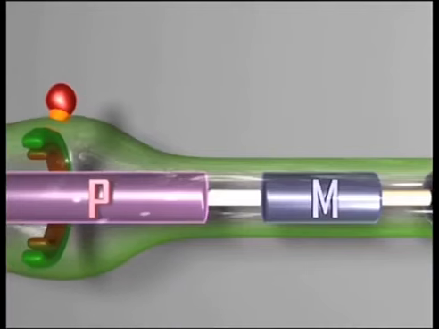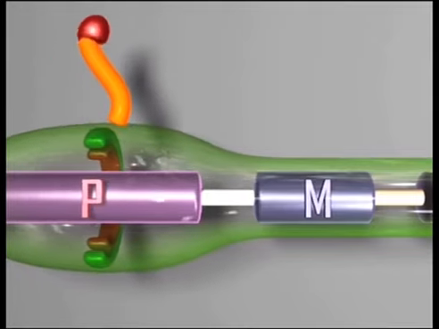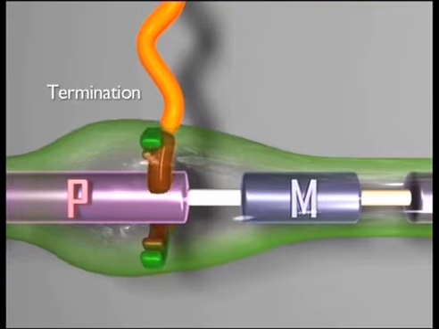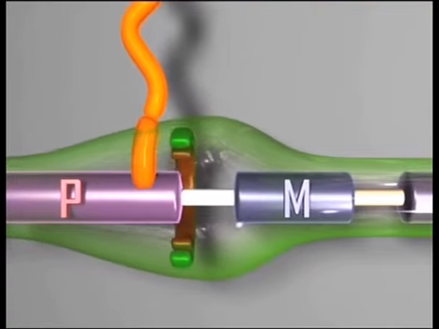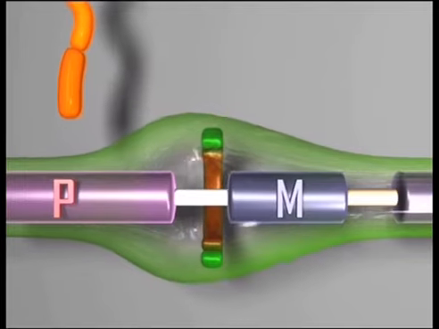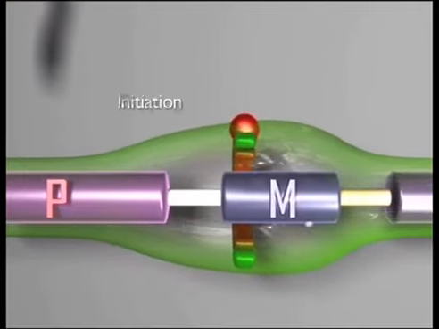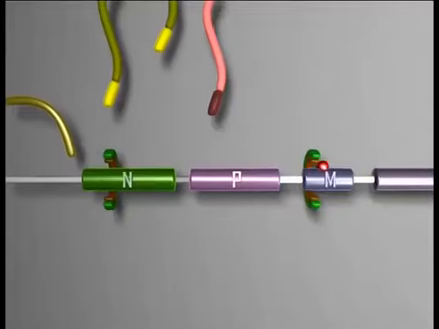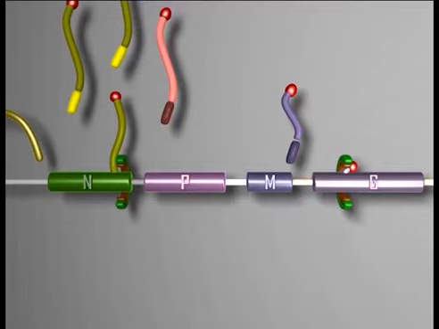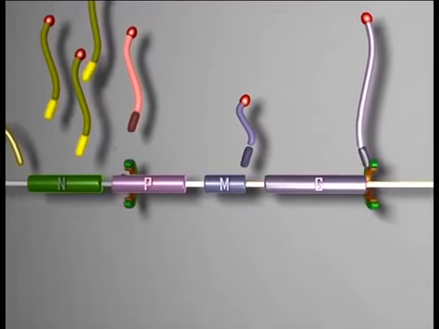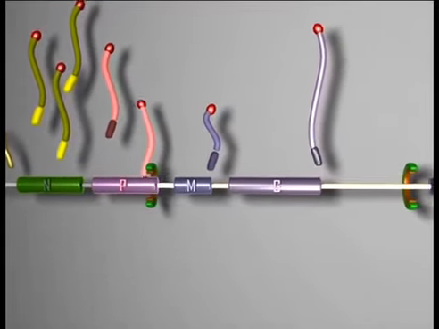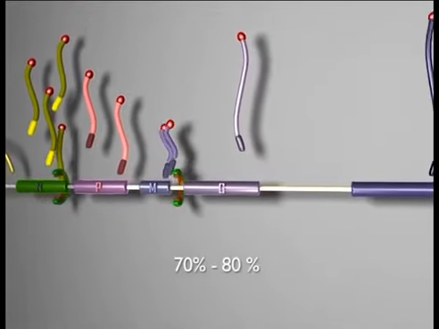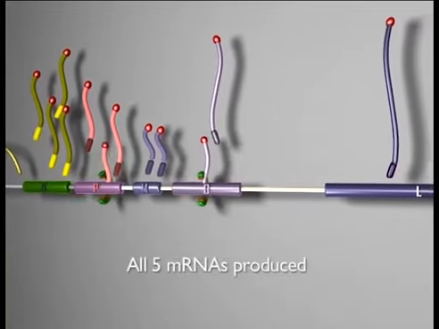When the polymerase reaches an intergenic region, it receives the signal for the polyadenylation and finally termination of the previous messenger RNA. It doesn't transcribe the intergenic region, and it continues with the initiation, capping, and methylation of the next in-line messenger RNA. How exactly these signals alter the activities of the transcriptase complexes is not known, but in 70 to 80% of the time, the mechanism is successful at each intergenic region, and all 5 messenger RNAs are produced in one go.